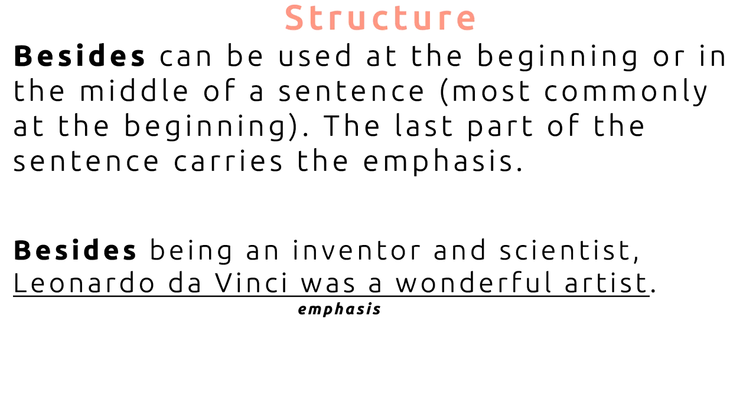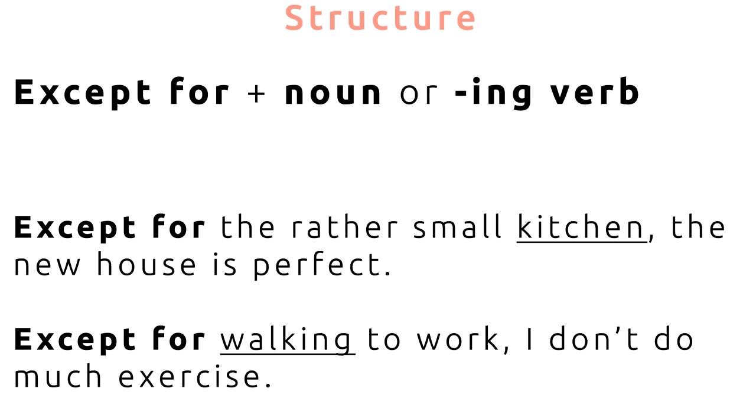So with besides, we usually use it at the beginning of a sentence, and the last part of the sentence, the second clause, carries the emphasis. This is the part that you really want to convey. This is the main point of your message. So that's how we can maneuver the clauses for emphasis. But how do we actually structure except for and besides? Let's have a look now.